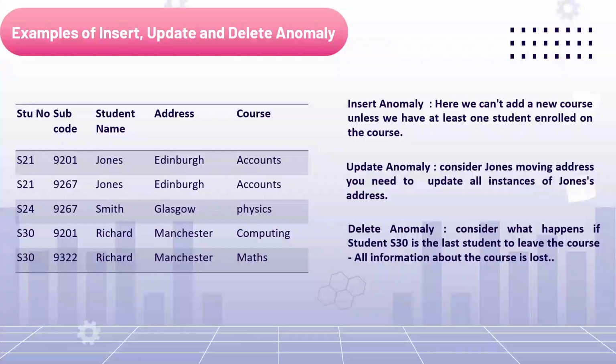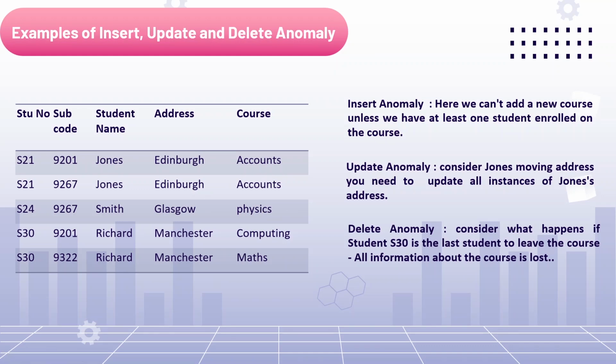So this is one example for insert, update and delete anomaly. So consider this table. Here we cannot add a new course or the detail of the course unless we have a new student enrolled here. If a new student is enrolled, then only we can add the detail of a course. Otherwise, we cannot add a detail of the course. This is called insert anomaly.